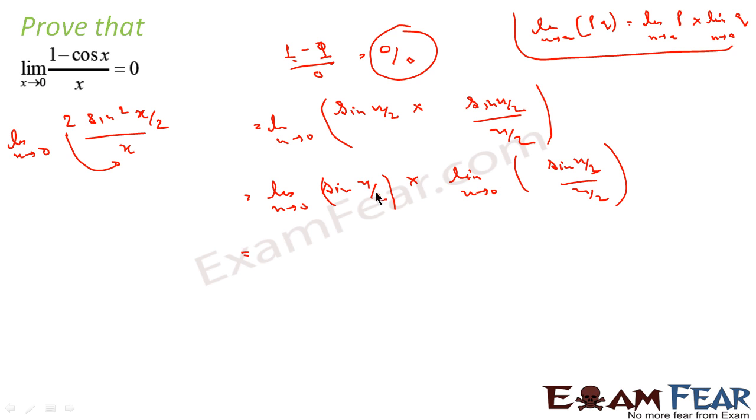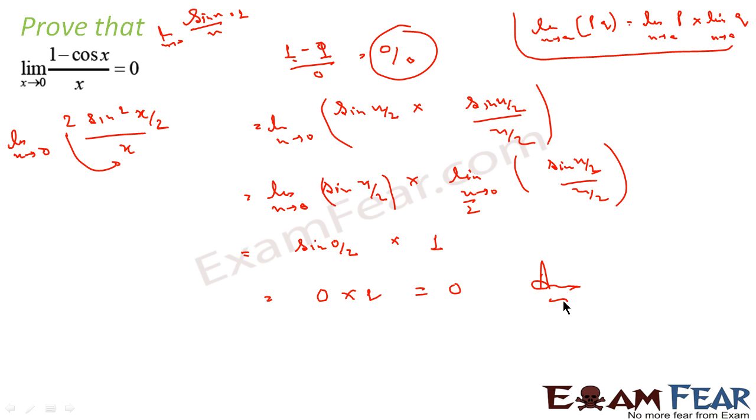Now this value, we'll put the value of 0 here, so this becomes sine of 0 by 2 into this value. We know that limit of sine x by 2 by x by 2, x tends to 0 is equal to 1. We have solved this in the last example, that sine x by x, limit x tends to 0 is 1. So x tends to 0, we can say x by 2 tends to 0, it is the same thing. So this becomes 1. Sine 0 is 0, 0 into 1. So this value is 0.